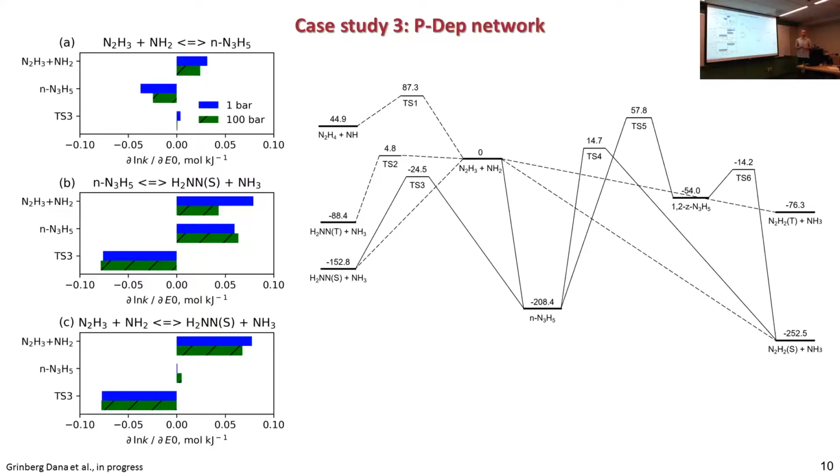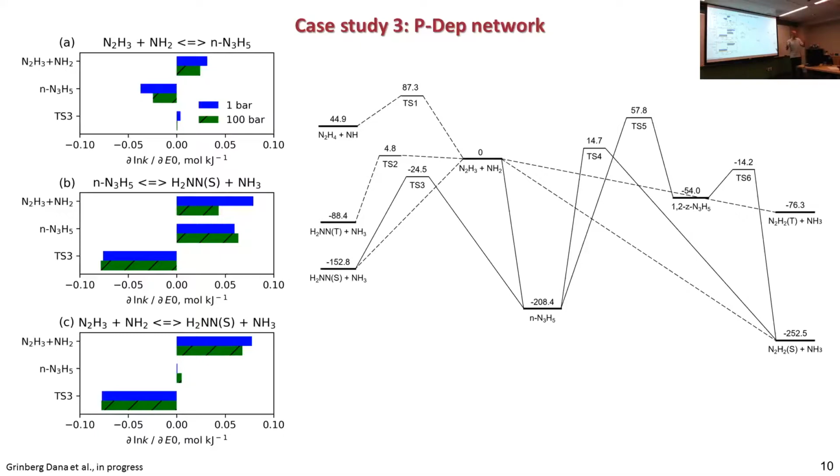And what I wanted to show here is a very different case and very complex of sensitivity analysis for a pressure-dependent network. These sensitivities were produced by ARC. ARC is a software we haven't discussed in this workshop. We might discuss it next year with other software as well. And ARC tells us at each pressure, 1 bar or 100 bar, what are the sensitivities of an observable to the energies of the wells. And now we're thinking about things differently. And observable here isn't a species concentration, an observable is a reaction rate.